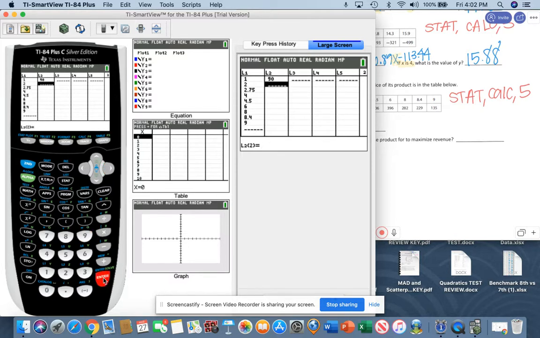90, enter, 228, 303, 384, 406, 396, 282, 229. Oh, delete.